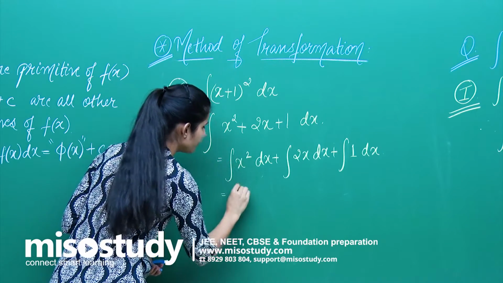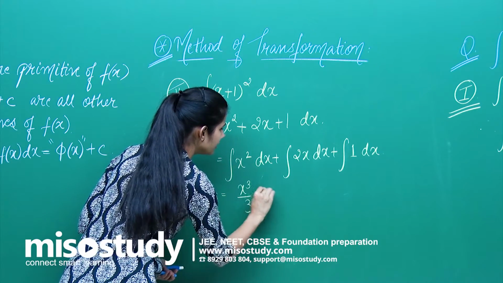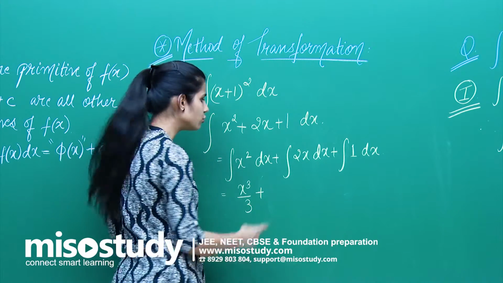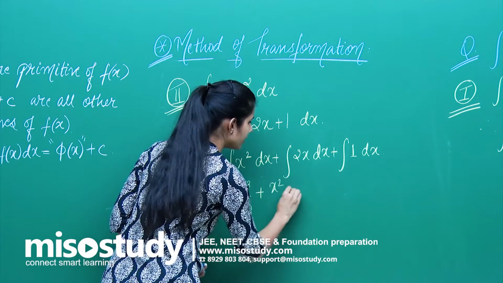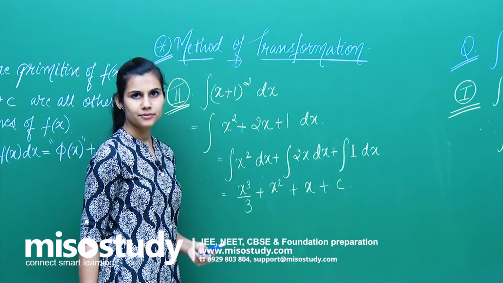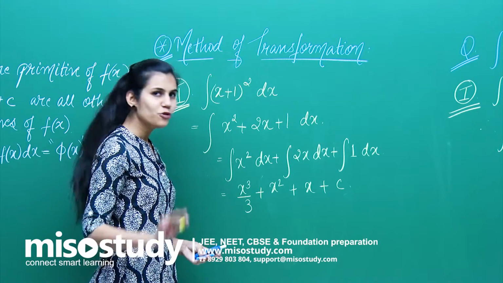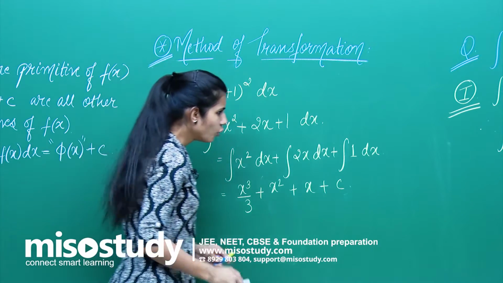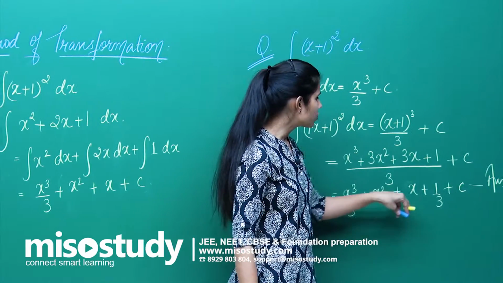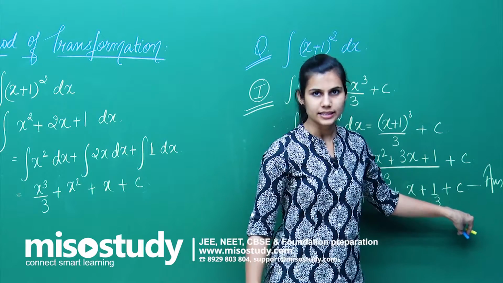Integration of x square is x cube by 3. Integration of 2x: the 2 comes out, integration of x is x square by 2, the 2 gets cancelled, you get x square. Plus integration of 1 is x, and overall plus c. Can you notice something? Over here I was having x cube by 3 plus x square plus x plus 1 by 3 plus c.